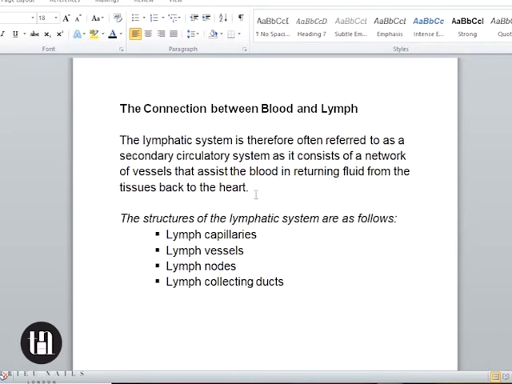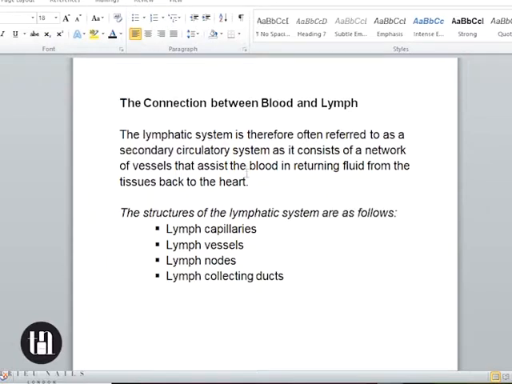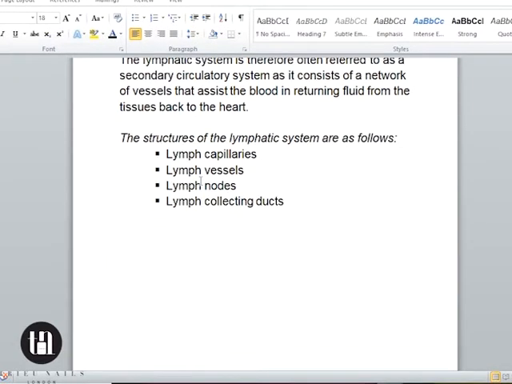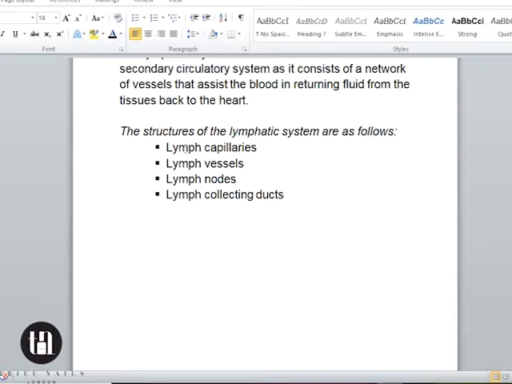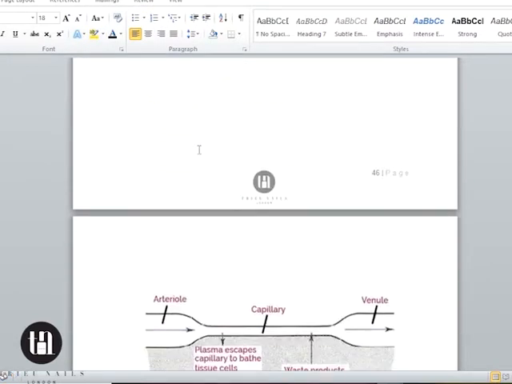Connection between blood and lymph. The lymphatic system is therefore often referred to as the secondary circulatory system, as it consists of a network of vessels that assist the blood in returning fluid from the tissues back to the heart. The structure of the lymphatic system is as follows. We have the lymph capillaries, the vessels, nodes, and collecting ducts. So you can see a diagram of that.